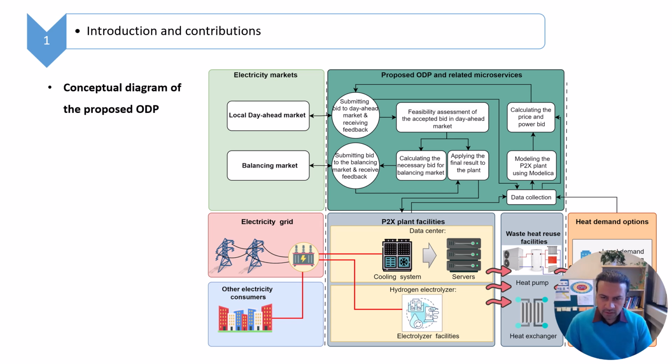But to do this, we developed this ODP that allows us to interact with these power-to-X plants, model them, analyze them, and then estimate their energy demand for the next day and submit it to existing markets like the day-ahead market. We also evaluate how flexible they are the next day to increase or reduce their consumption, and then submit another bid to another market for providing balancing services for the power system.